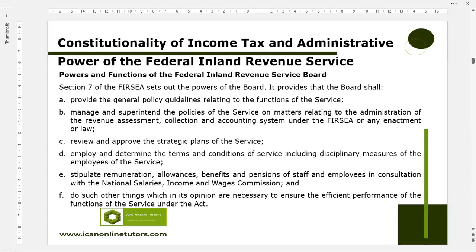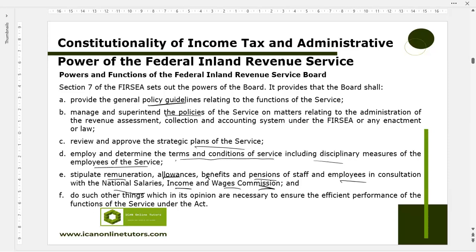Then we move to the powers and functions of the FIRS board. What are their powers? They have power to provide general policy guidelines, to manage and superintend the policies of the service, review and approve the strategic plans of the service, employ and determine the terms and conditions of service, including disciplinary measures of the employees of the service. Then they determine the remuneration, the allowances to be paid, the benefits and pensions of staff and employees in consultation with the National Salaries, Income and Wages Commission.